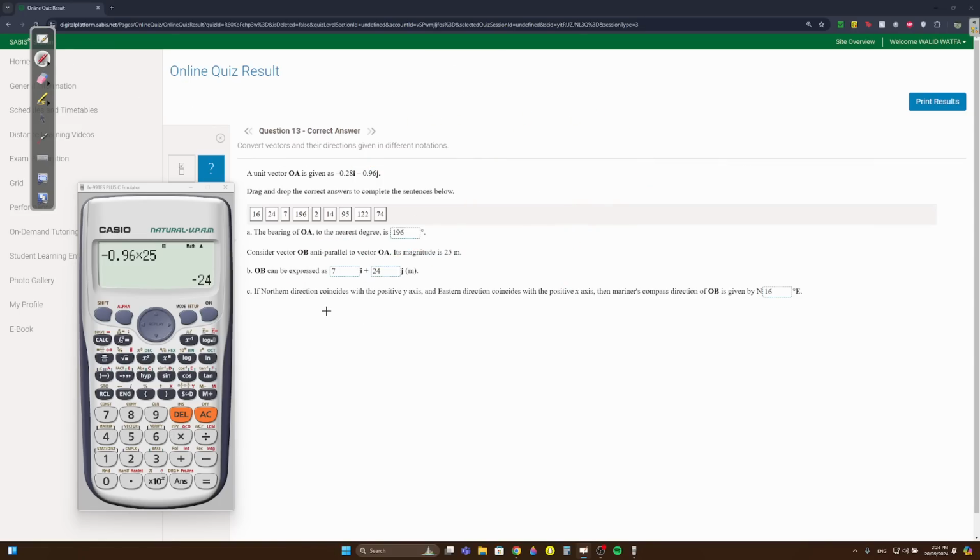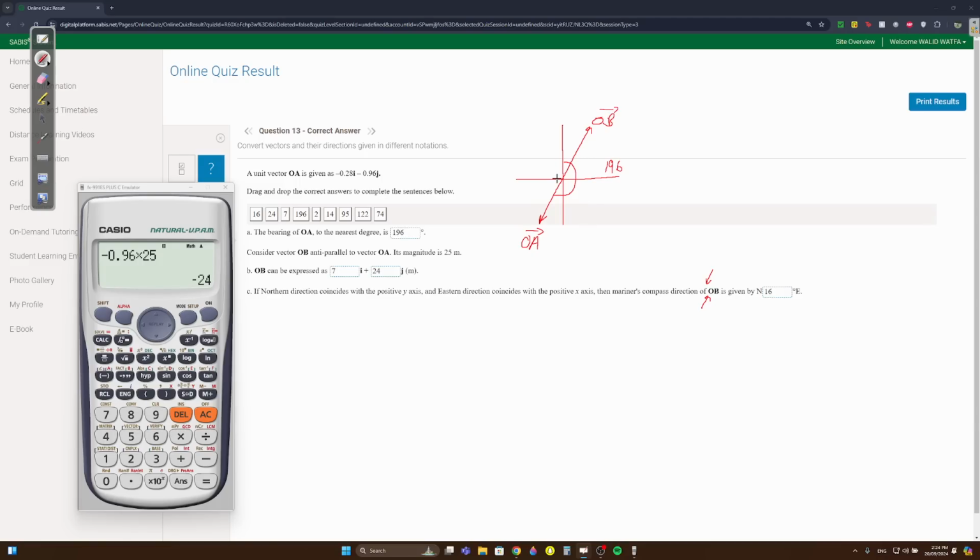If the northern direction coincides with the positive y-axis, and the eastern direction coincides with the positive x-axis, the mariner's compass direction of OB is given by what? OB is like this. We said that this one was OA, and surely OB will be opposite to it. We said this is here, 196. We want now to find the direction of OB. This is OB over here.